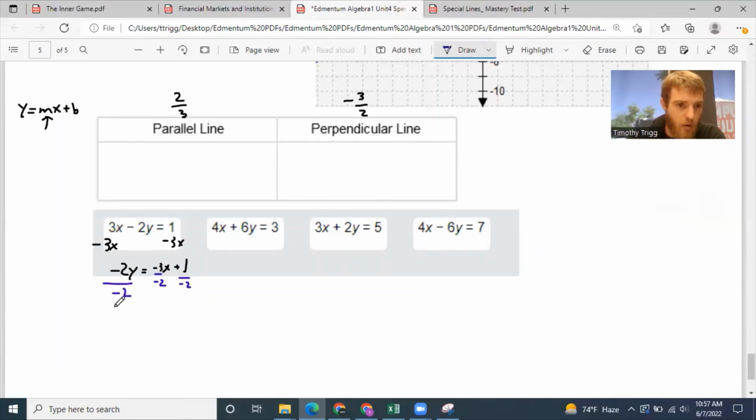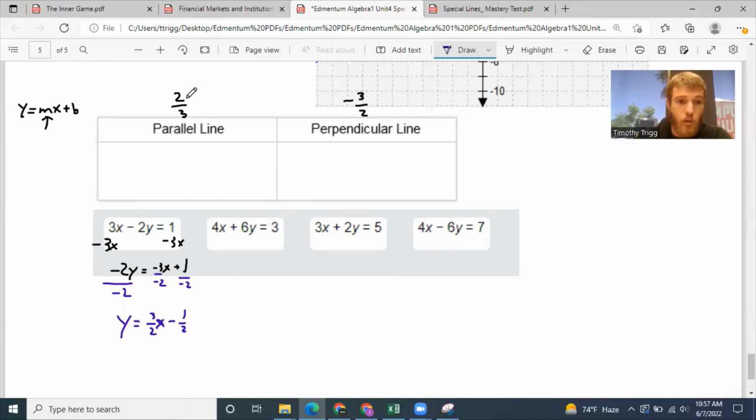It really doesn't matter what your y-intercept ends up being, but here we have a negative over a negative. So negative over a negative makes positive. So positive 3/2 x. And then this is -1/2. Oh, that's supposed to be an x there. Okay. Is this line going to be parallel, perpendicular, or neither?